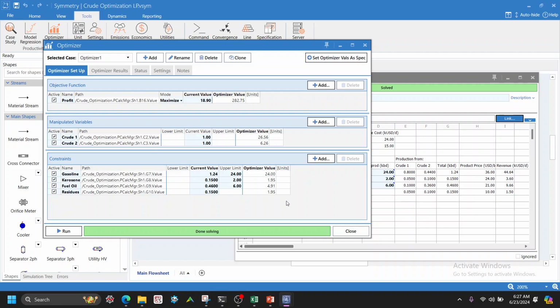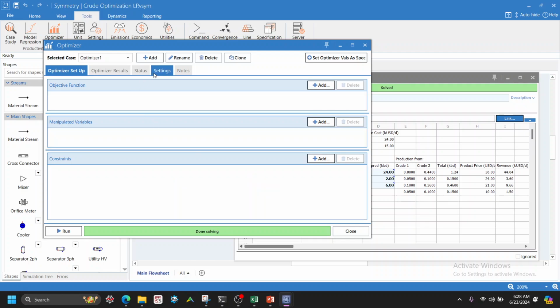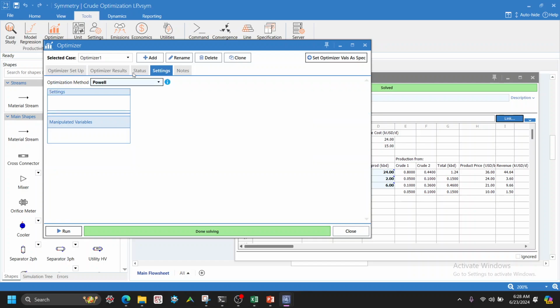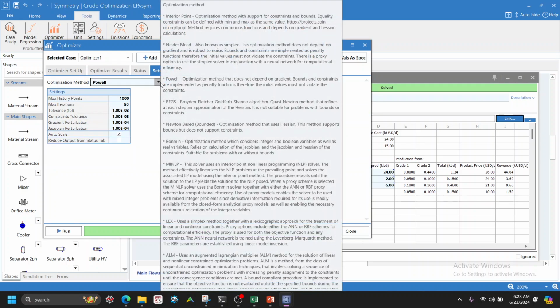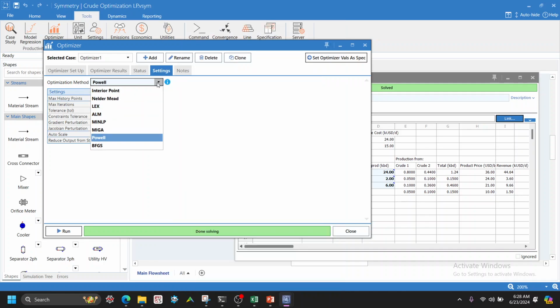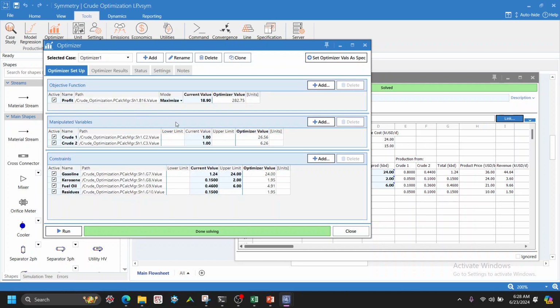What are the constraints? The maximum flow rate of these three products. Residues, there's no maximum flow rate. So here we have the settings. We can see there are a number of solvers, right? It's a lot, but most of them are not specifically designed to deal with this type of linear programming. So if I put Powell, for example, I get something like this.